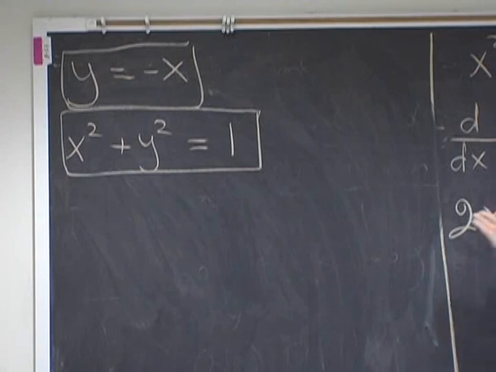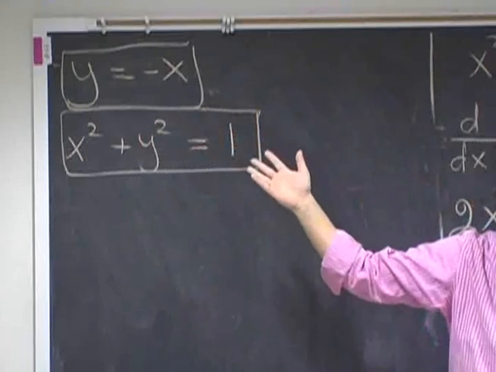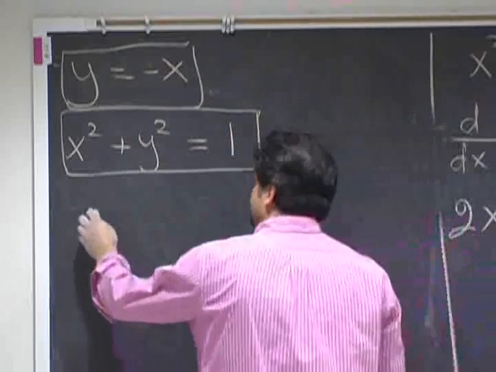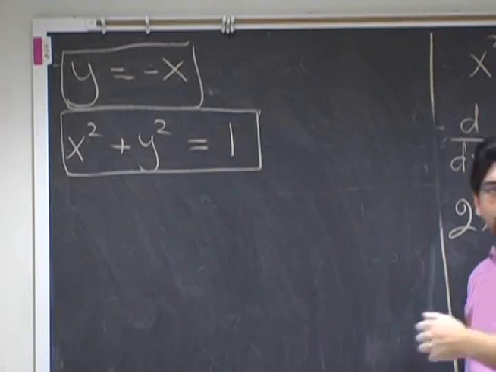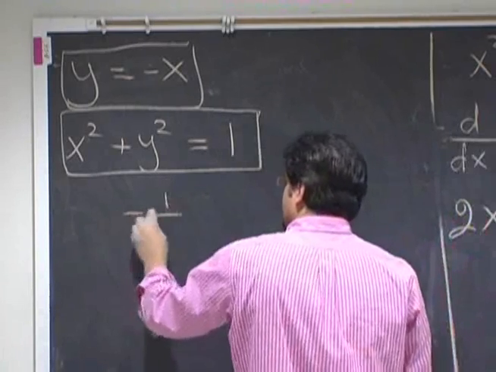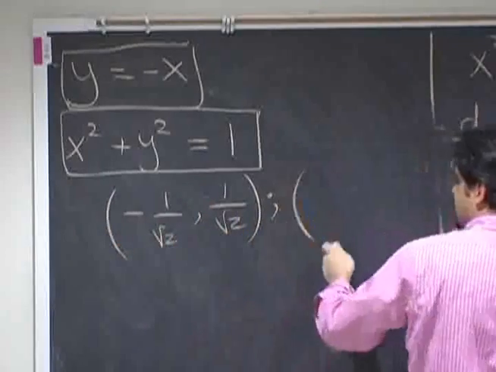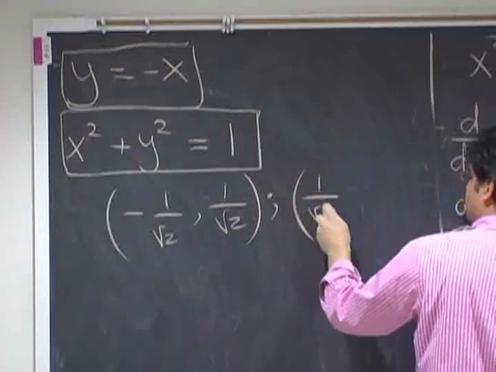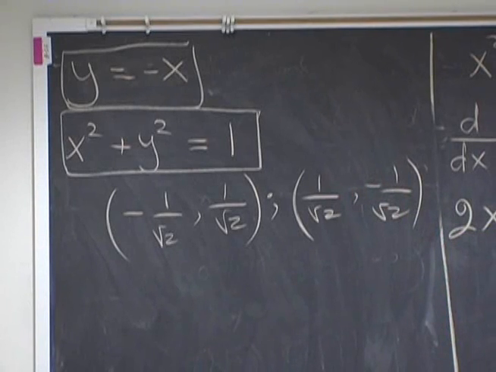Well, there are many ways for solving a system of equations. One way is the substitution method, right? So, do you want me to solve it, or is it clear? It's clear, right? Well, the two solutions would be negative 1 over square root of 2 and 1 over square root of 2. And the other one would be 1 over square root of 2 and negative 1 over square root of 2. Okay? Those would be the two solutions. And you can find out by substitution. Okay.